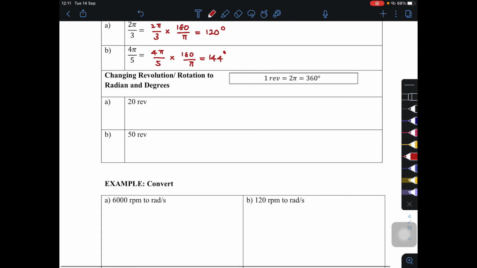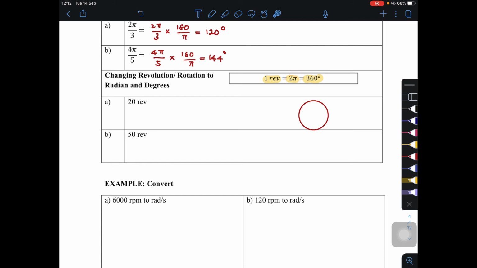Okay, so next one, we need to convert revolution or rotation to radian and degree. Okay, so you need to take note, one revolution, satu pusingan. Okay, satu pusingan lengkap. Satu pusingan lengkap bersamaan dengan 2 pi radian, which is also 360 degree. Okay, satu pusingan 360 degree. Itu kamu tahu kan? So 360 degree adalah sama dengan 2 pi.